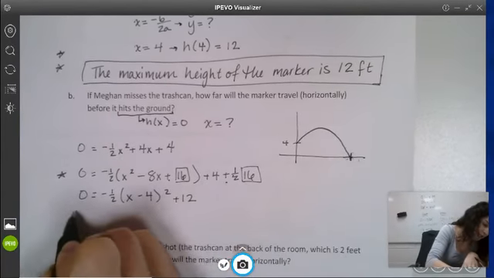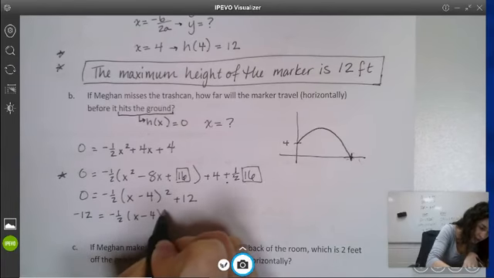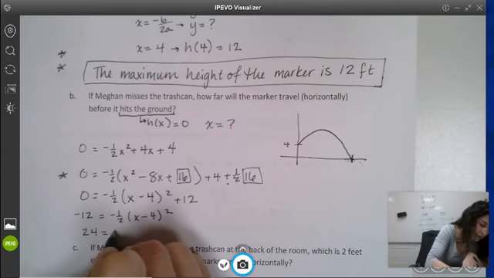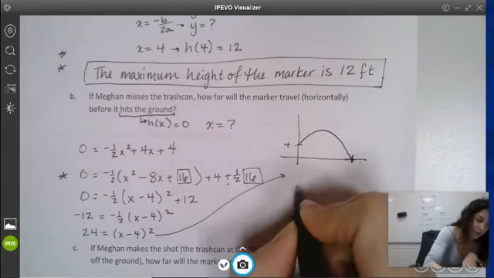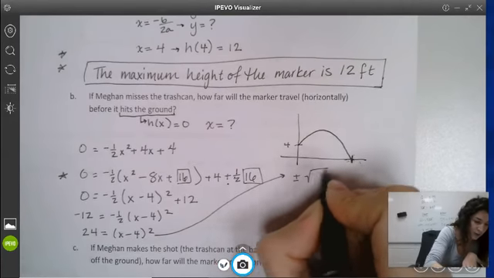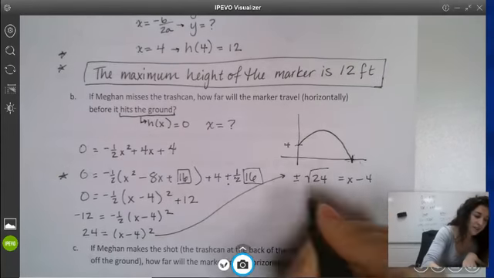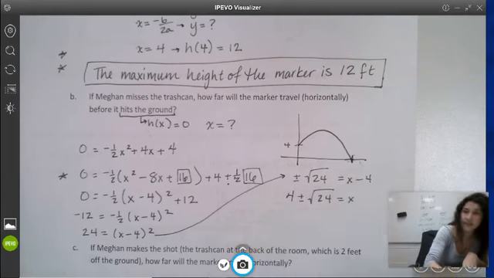Solving for this being equal to 0 means I do negative 12 equals negative 1/2 times (x minus 4) squared. Divide by negative 1/2, and it is positive 24 equals (x minus 4) squared. Take the square root: plus or minus the square root of 24 equals x minus 4. Add 4 to both sides. 4 plus or minus the square root of 24 equals x.